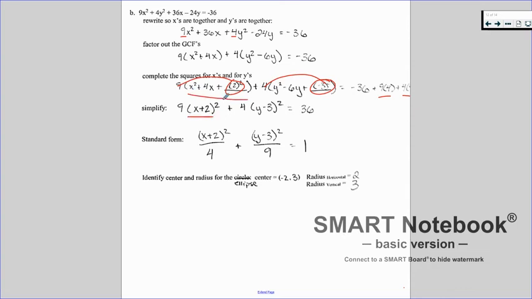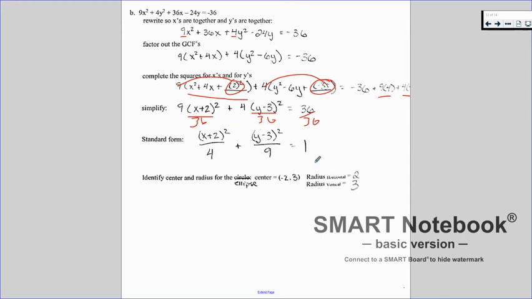Factoring, x plus 2 squared. Factor this one, y minus 3 squared. Again, that's why we picked those numbers. So we turned it into that binomial squared. And then I want to get a 36. I want that to be a 1. So I'm going to divide by 36 on all of the parts. 9 over 36 is 1 over 4. 4 over 36 is 1 over 9. 36 over 36 is 1.